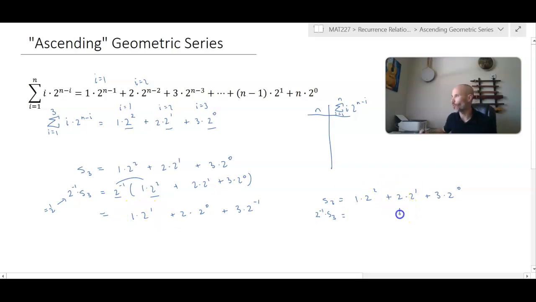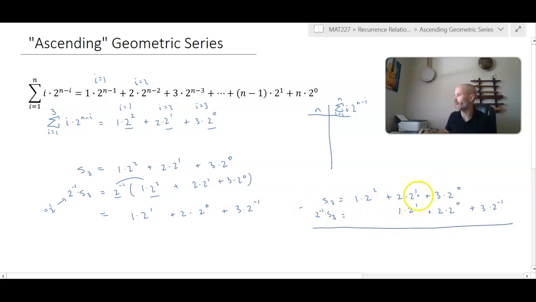What I'm going to do here is align the common terms. So here I'll put the 1 times 2 to the first over here because those have like powers. Therefore, if I were to combine them, I would just have to manipulate their coefficients via addition or subtraction. And then I'll shift this one over as well, 2 times 2 to the 0. And this term has no matching buddy in just the S3 equation, so I'll write that over to the far right.